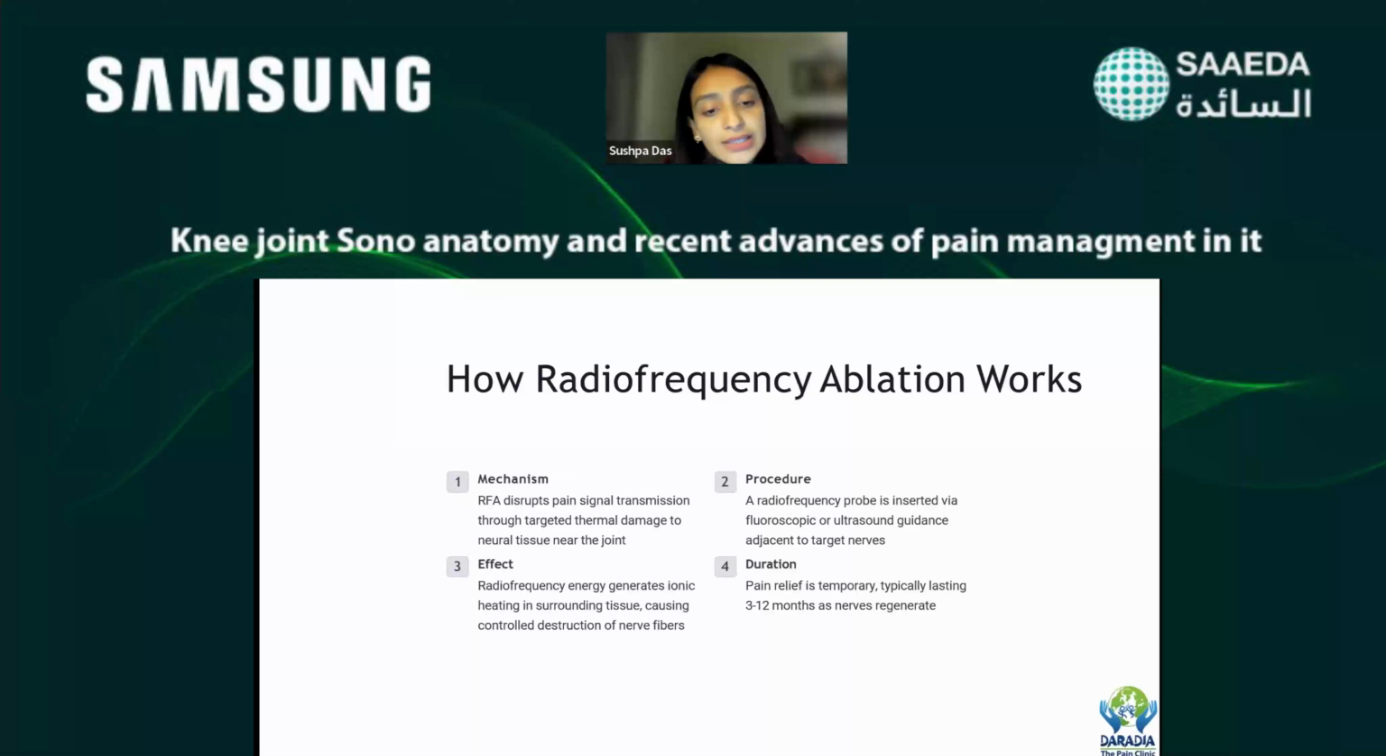And after this heating of the surrounding tissue, ionic generation occurs, and that ultimately leads to the destruction of the nerve fibers. That ultimately leads to stoppage of the pain signals. The duration of pain relief is temporary. That is the unfortunate bit. It varies, mostly from 3 to 12 months, around 6 months, depending on the patient. Sometimes if surgery is absolutely not possible, we can keep repeating radio frequency, but then we have to weigh the pros and cons and then take the decision of radio frequency.